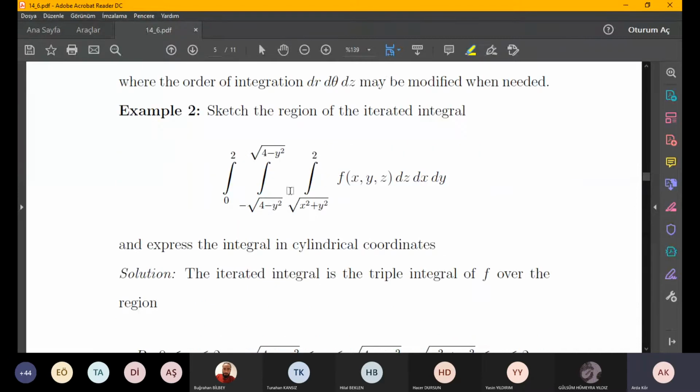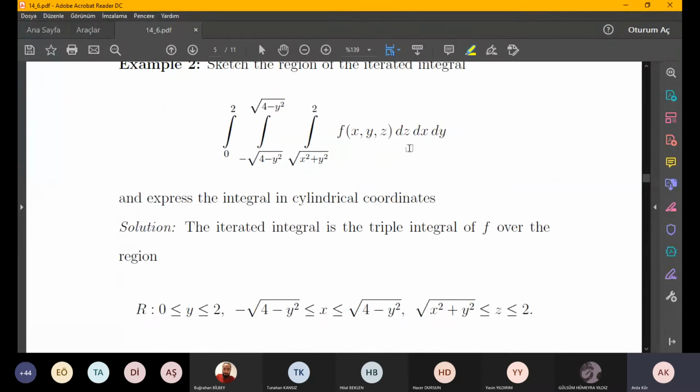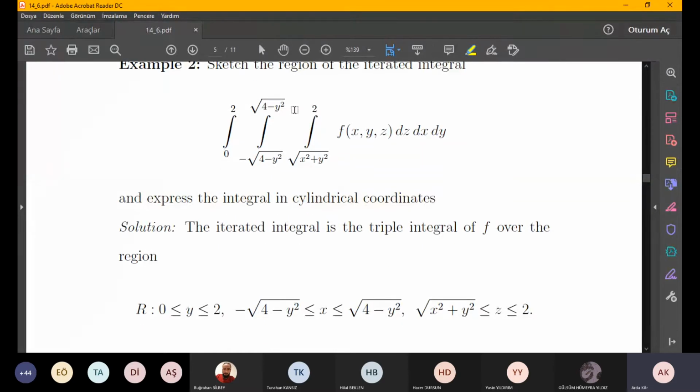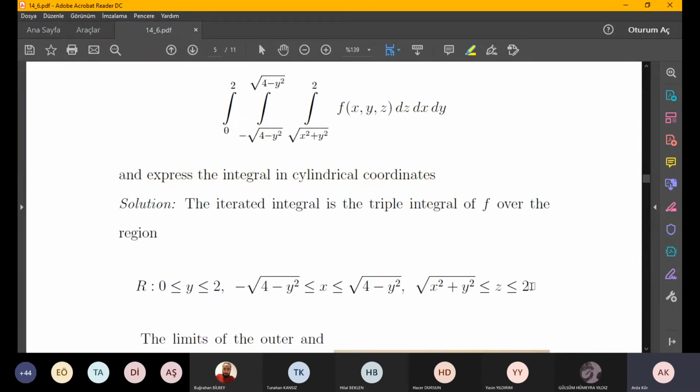So if we start with the example here, we try to sketch the region. Then we try to express the triple integration in cylindrical coordinates. So from that representation of the triple integration here, we know all the limits of integration. So we can write the limit of integration for z.